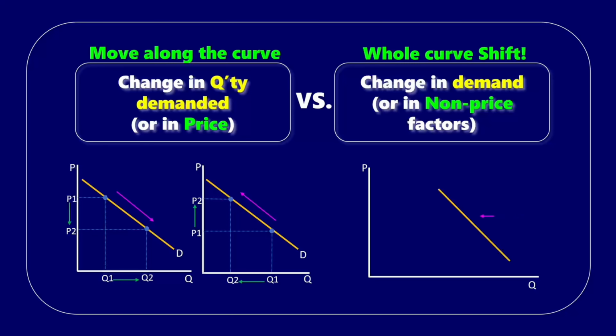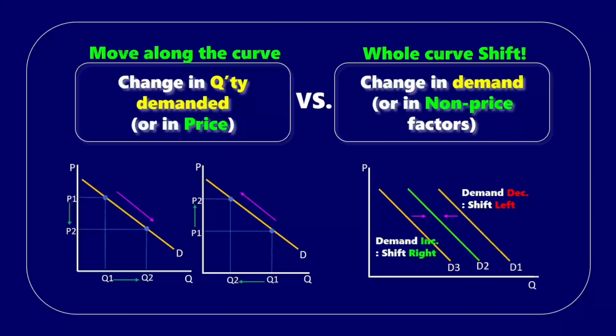Now, look here on the right. This is completely different. This is a shift of the entire demand curve, and we call this a change in demand. Here, price is not the cause. Again, price is not the cause. Something else changed, and it's one of the non-price factors, which is going to be your TIMER. And when demand increases, the curve shifts right, and when demand decreases, the curve shifts left. On the exam, if you use the wrong phrase, quantity demanded versus demand, it can cost you an entire point. So make sure you take note of this.